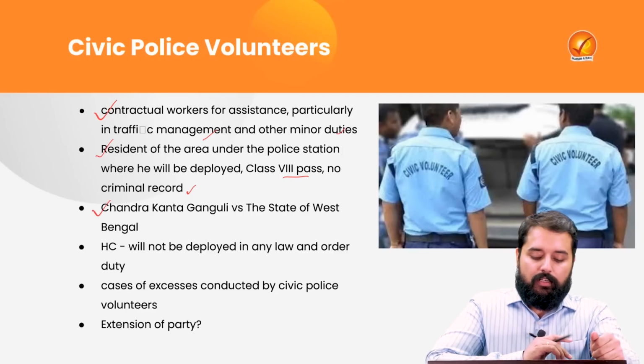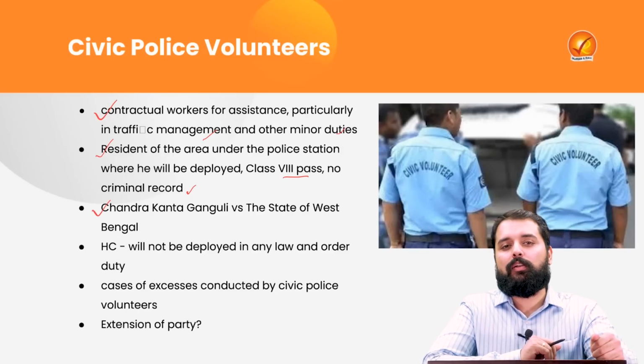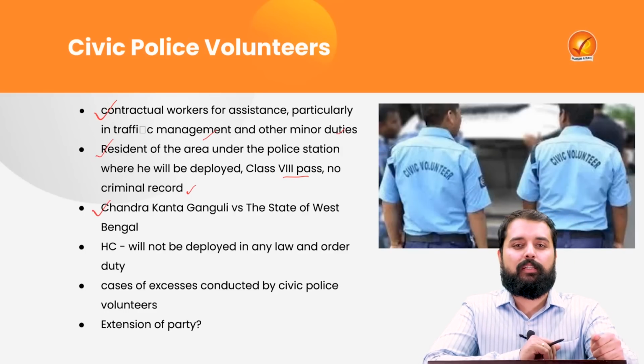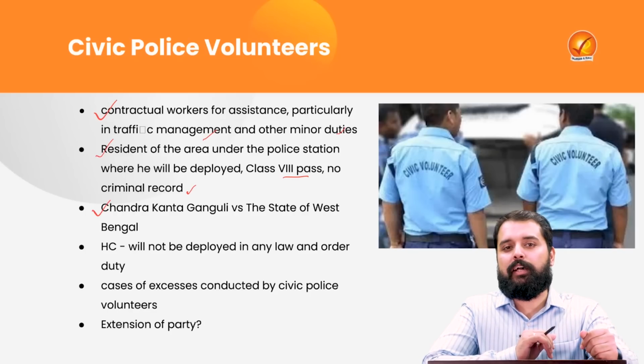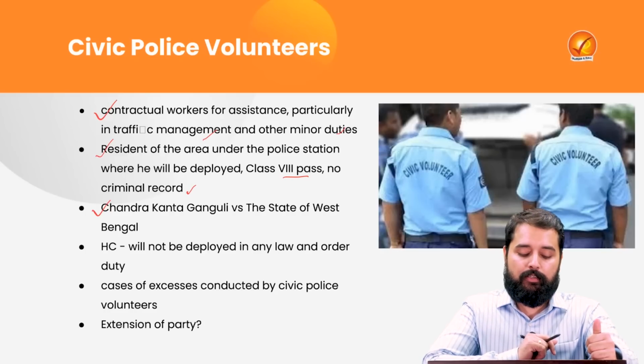Now, in the Chandrakanta Ganguly versus the State of West Bengal case, the High Court had observed that the appointment process of the civic police volunteers was not transparent, it was not up to the mark, as a 5-member interview board had approved about 1,300 people to be engaged as civic police volunteers within a day. How is it humanly or physically possible for 5 people to vet 1300 people in a day?